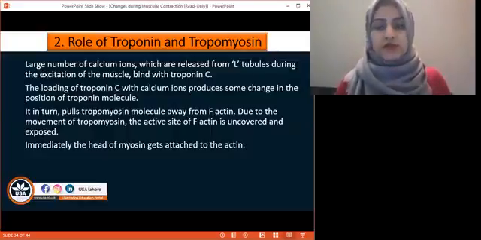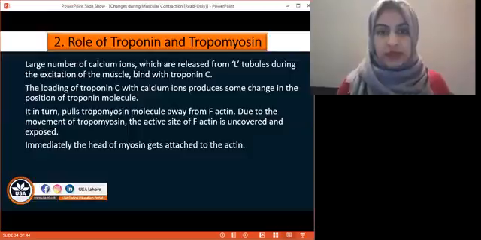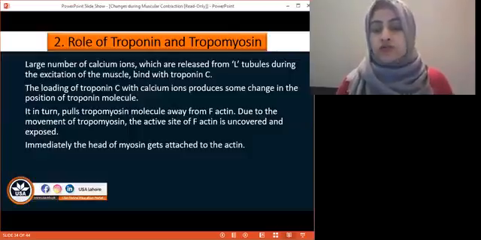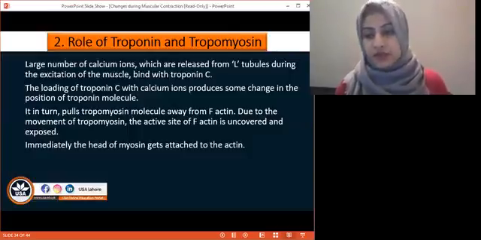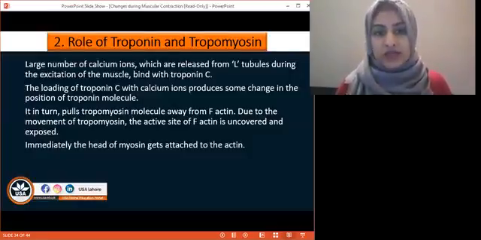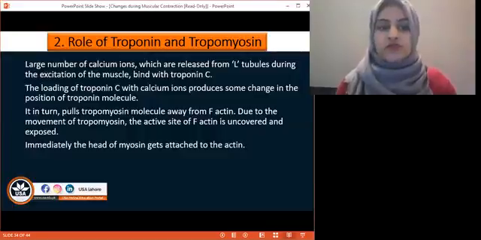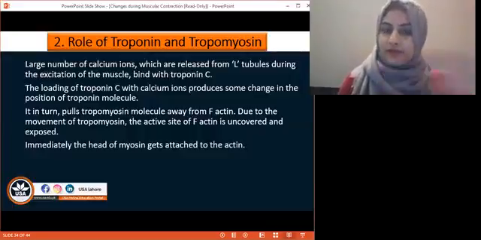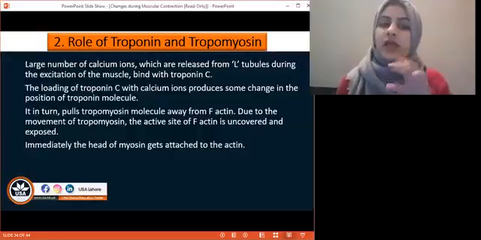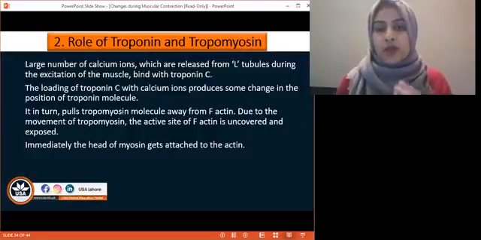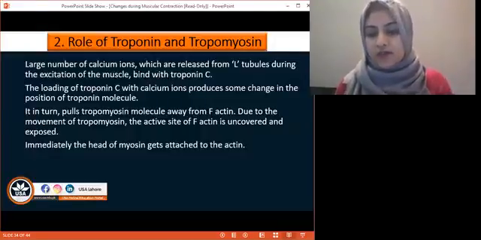We discussed the structure of actin filament in which there was troponin C. And on troponin C, C is because the calcium ion gets attached to them. And when the troponin C gets loaded with calcium ions, what do they do? They bring some changes in troponin molecule, and these changes pull tropomyosin away from F-actin. And when the F-actin is exposed, the head of myosin immediately attaches to the actin or F-actin molecule.